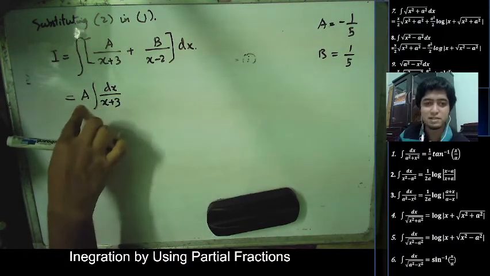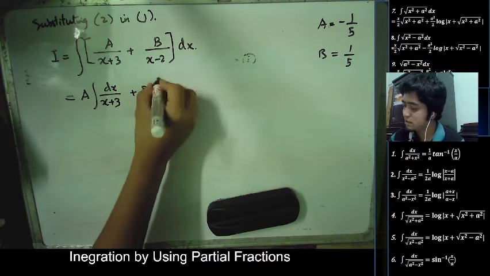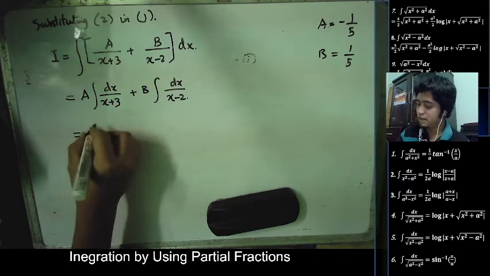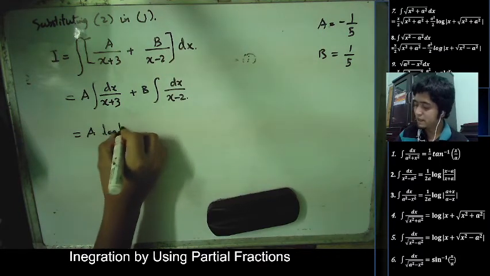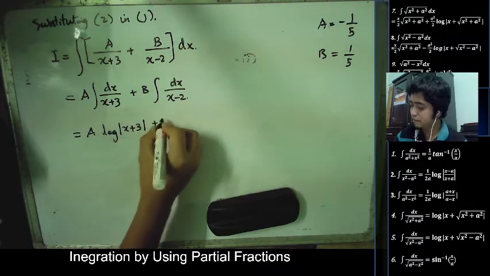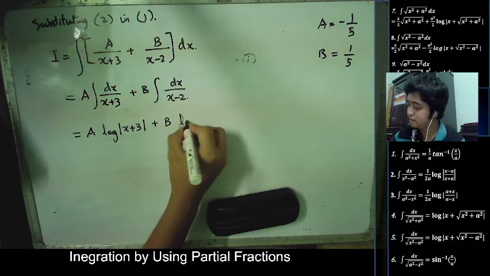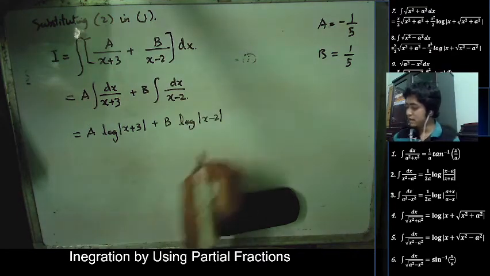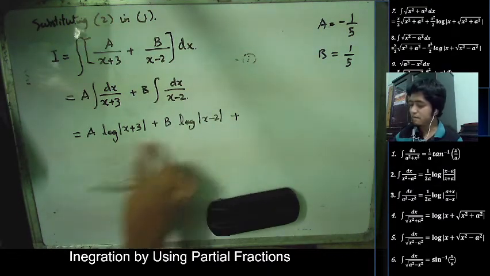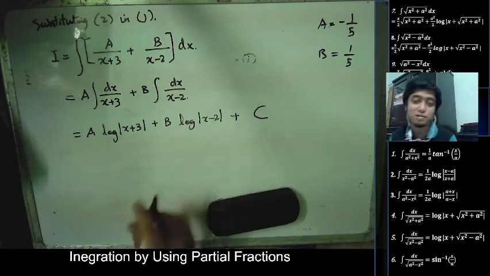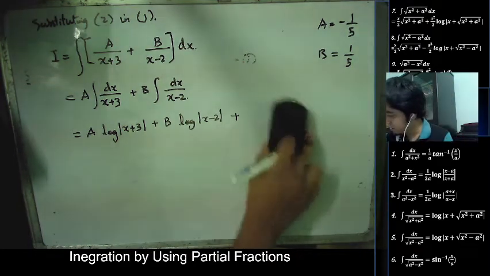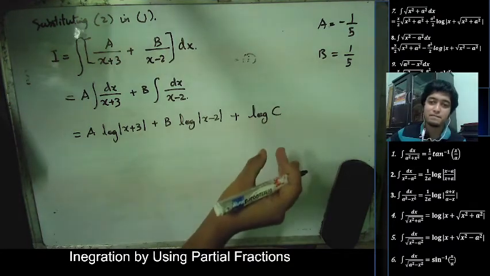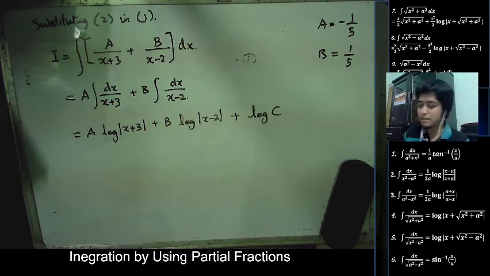Again, a is a constant, we can take it outside. b is a constant, we can take it outside. So over here we'll be having log of x plus 3 if you integrate it, and over here if you integrate it you will be having log of x minus 2. And then since everything is log, remember that we have to put a constant c. But we can actually do better over here. We can simply put down log c.